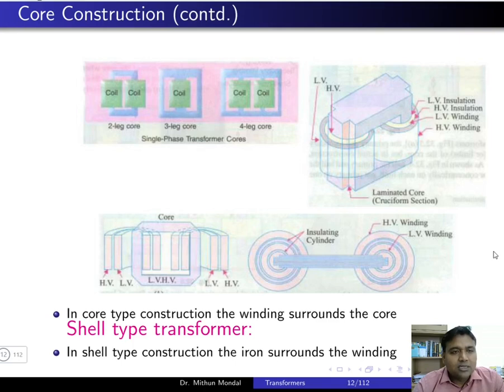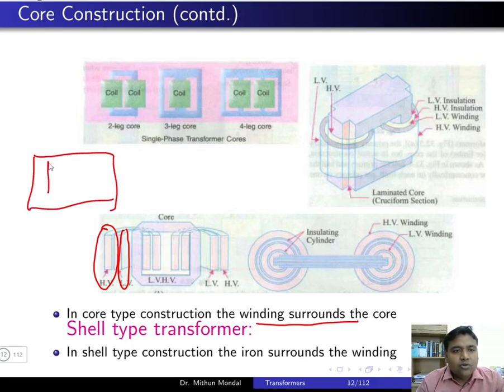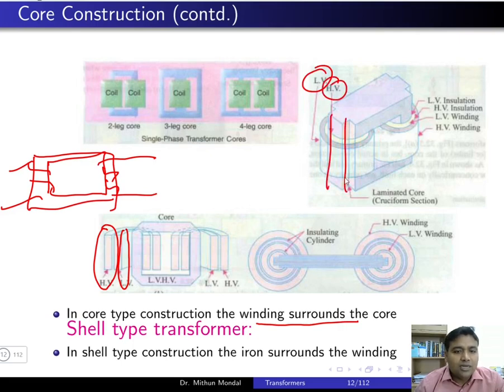In core type construction, the winding will be surrounding the core, so that we have discussed, and we have discussed that the low voltage winding will be close to the core and the high voltage winding will be away from the core, and between the low voltage winding and high voltage winding there will be insulation generally. But for the purpose of understanding, we will be drawing the core in this rectangular fashion and showing the winding, that is the low voltage winding and high voltage winding, on the two different legs of the transformer. But generally, for the practical case it is not like that. Both low voltage winding and high voltage winding are on the same leg of the transformer.